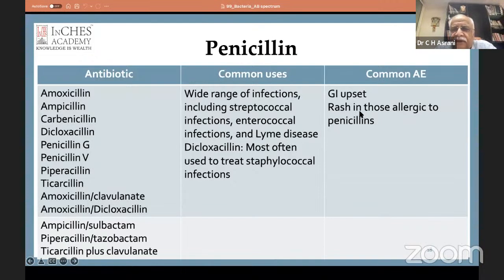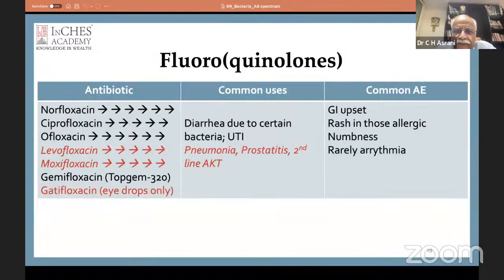Common adverse effects are GI upset, nausea, vomiting, rash in those allergic to penicillins. But oral penicillins generally are not known to cause anaphylaxis. Then we have what are commonly known as quinolones or fluoroquinolones.